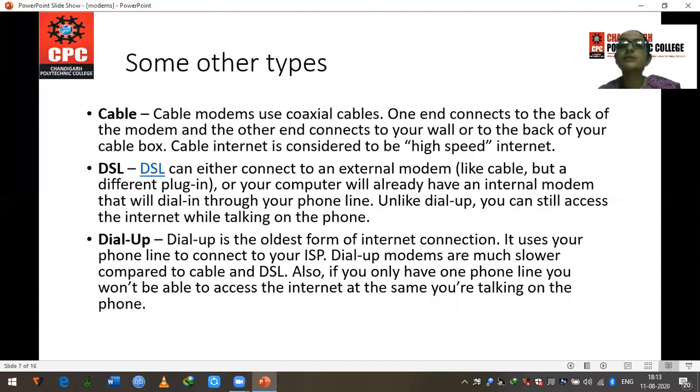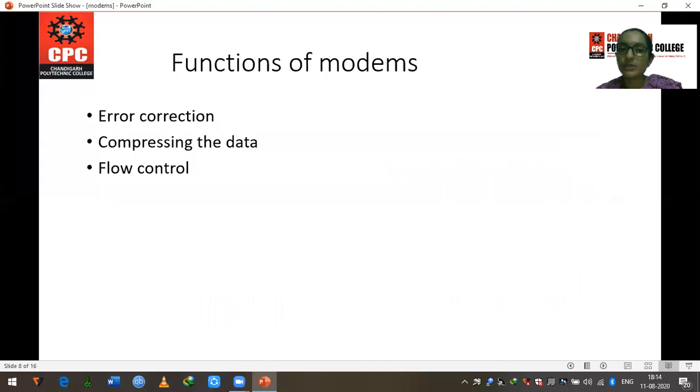On the other hand, there is the dial-up modem. It is the oldest form of internet connection. It uses a phone line to connect to your ISP. Dial-up modems are much slower compared to cable and DSL. Also, if you are using the phone line, you won't be able to access the internet while you are talking on the phone. So it's the oldest one.